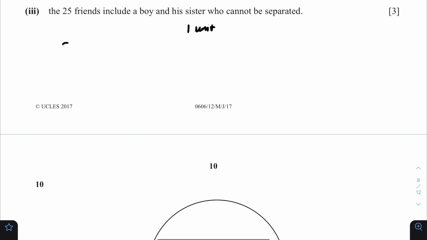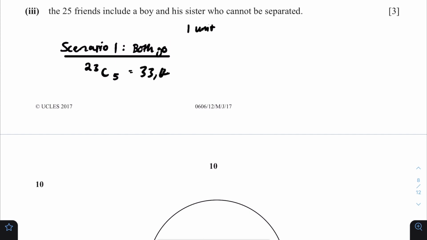So what we're going to have to do is assume that the other spaces are up for grabs. Let's split this into scenarios again. Scenario 1: both go to the party. In that case, there are 5 spots open for 23 people. That would be 23C5, which, putting it in our calculator, is equal to 33,649.